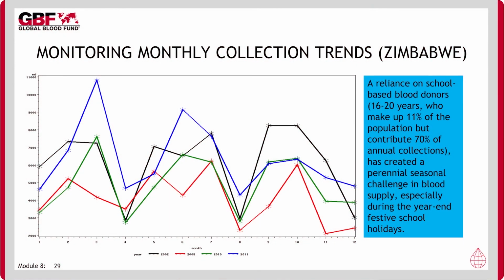For example, this graph shows the problem of periodic blood shortage during school holidays. Planning needed to address this issue, and the resulting Pledge 25 Club activity is discussed in Module 7, which looks in detail at youth blood programs.